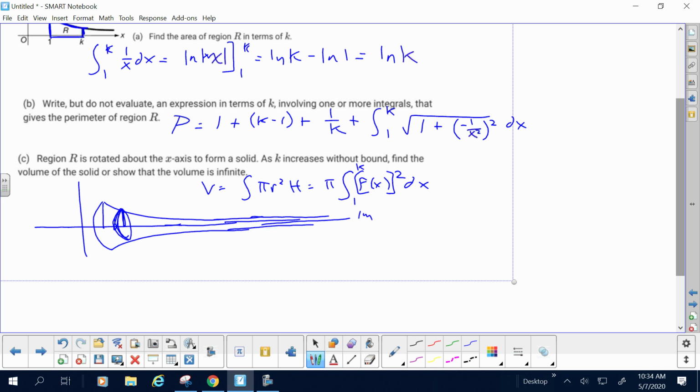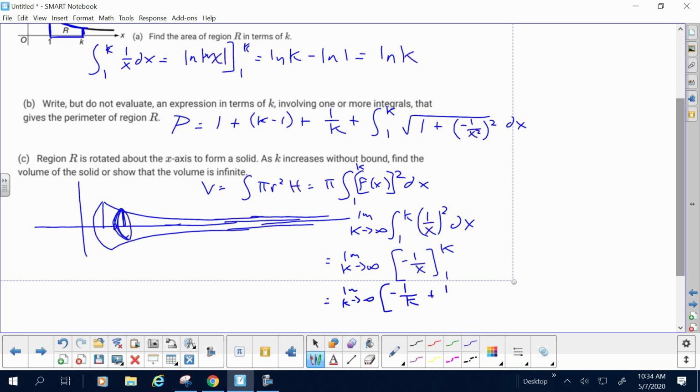And if k increases without bound, then I can integrate x to the negative second, which is negative 1 over x, and evaluate, which is negative 1 over k plus 1 over 1. But as k gets big, 1 over k gets small, and it goes to 0 plus 1, which is 1. And therefore, the volume is finite.